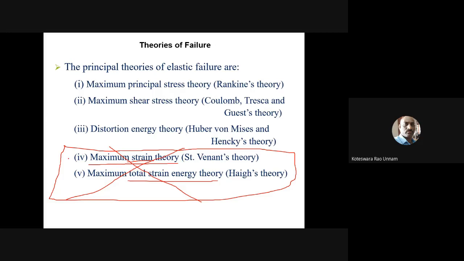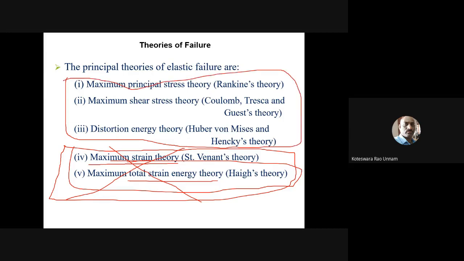That's why we are not going to discuss these two. We'll discuss only these three failure theories, which are very important in the practical aspect also. So now we'll take those failure theories one by one.